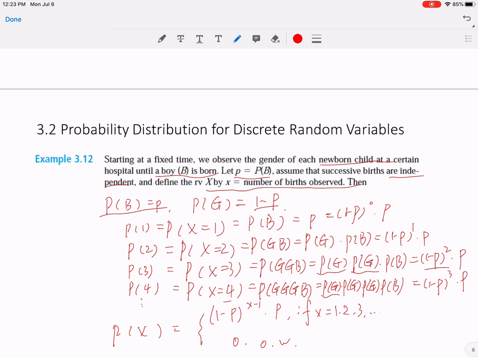So what kind of distribution is this called? This is called a geometric distribution. We're going to talk more about this kind of distribution in the future of this class. Over here, I just gave you the idea of how we get the geometric distribution and how to find the PMF of a geometric distribution. I wish this makes sense to you. Okay, that's pretty much all about this video.